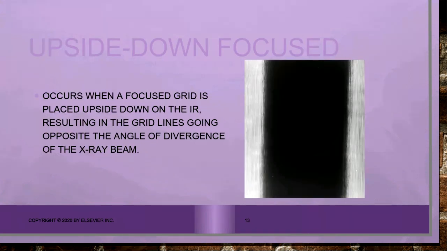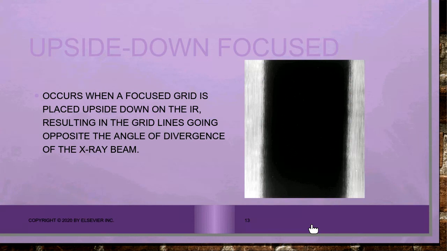So when we look at these, the first one, the easiest one to detect, is an upside down focused grid error. This happens when you have a focused grid, and remember those lead lines match the divergence of the beam. If you were to place that grid upside down on the image receptor, the grid lines would go against the divergence of the beam. So what you would have is pretty much exposure in the center, and then as you get further to the outside, it would absorb those photons because they would not match the divergence of the beam. They would actually be the opposite of the divergence of the beam.